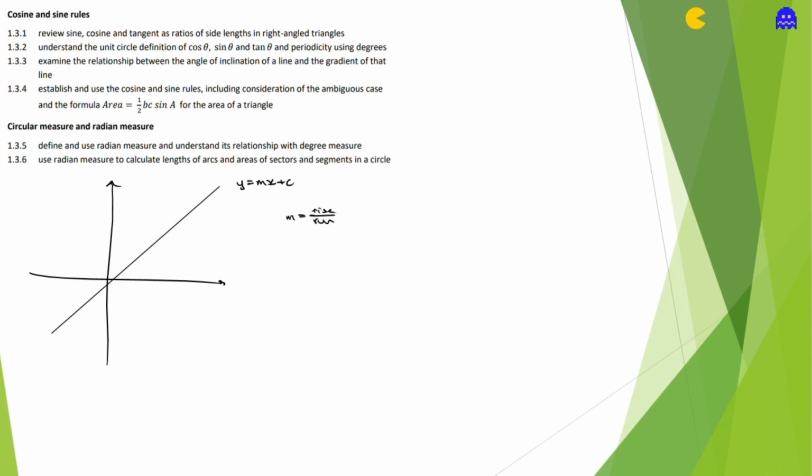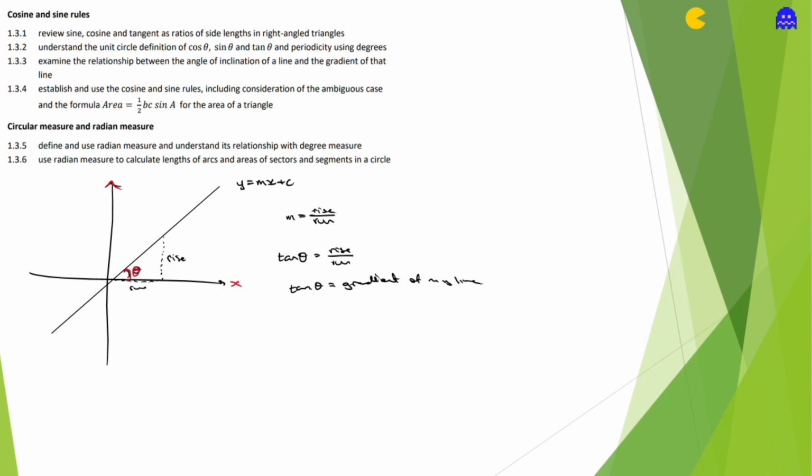If I was to draw an angle here, theta, and I figure out tan theta, I know that tan theta, if I draw a right angle triangle like this, will be equal to rise over run. So tan theta equals rise over run. And so my tan theta is equal to the gradient of my line. It's also important that we define tan theta relative to the positive x-axis.